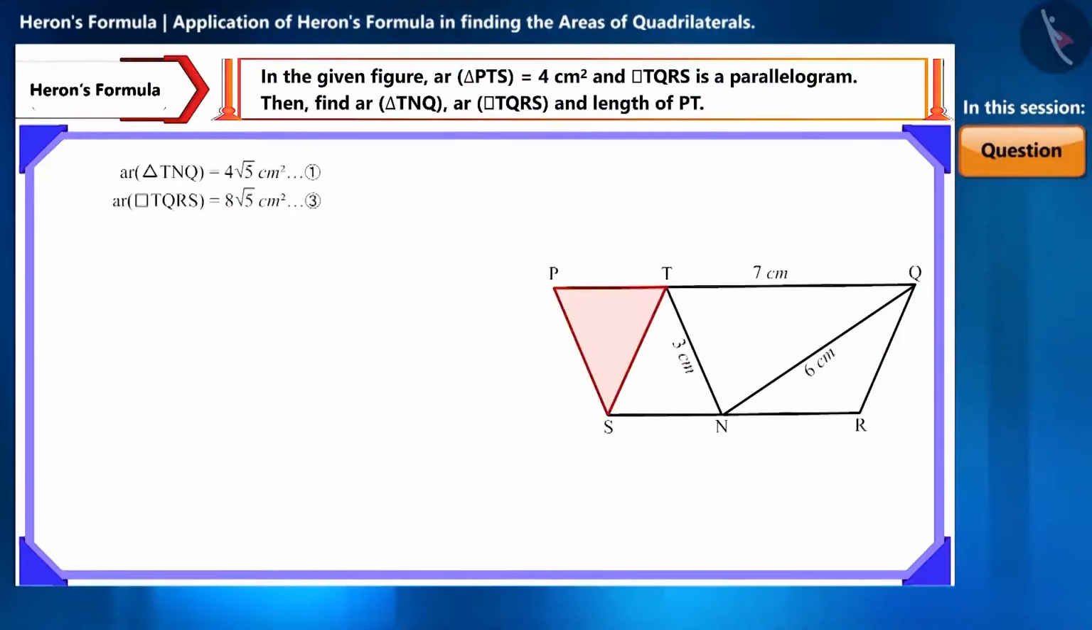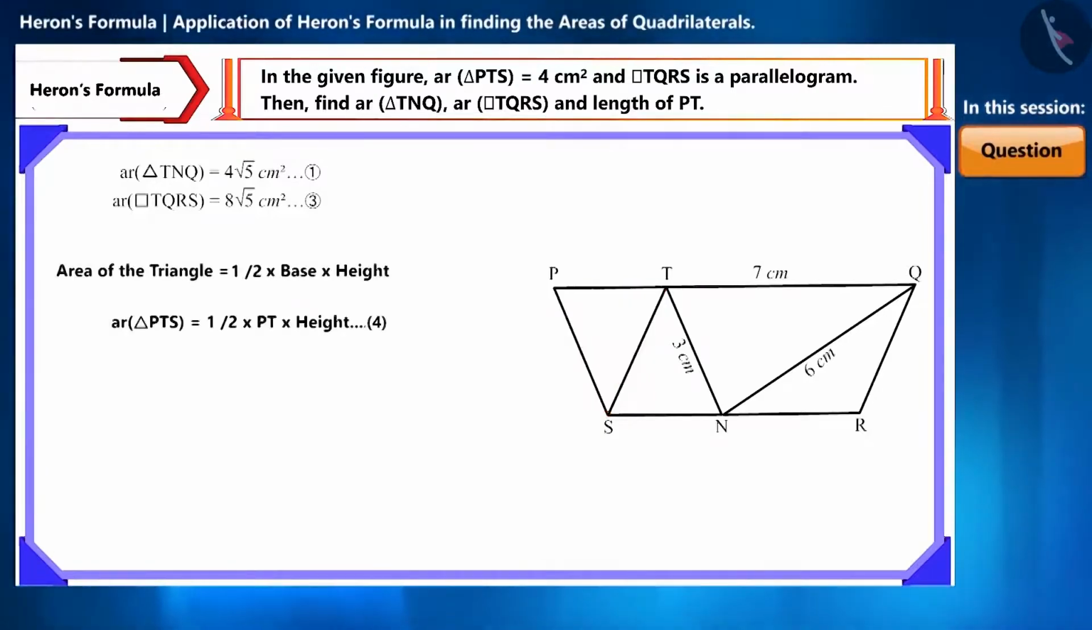In the next part, in triangle PTS, we need to find the length of PT. We know the area of the triangle PTS. Here, we don't have any information about the sides. If we can somehow find the height of this triangle, then using the formula for the area of a triangle, half multiplied by base multiplied by height, we can find the length of the base PT.